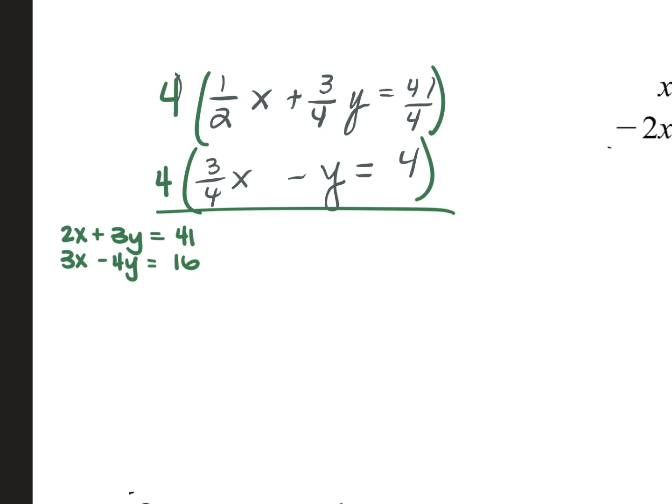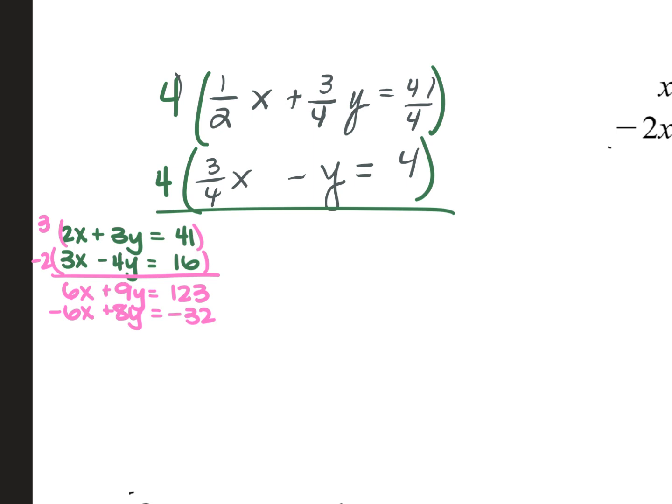We're going to try to multiply both of these equations by something that'll give us opposites, so that way we can just combine like terms and go from there. I'd rather work with a 6 than a 12, so I'm going to multiply that top equation by 3, bottom equation by negative 2. So that's going to give us 6x plus 9y is equal to 123, and negative 6x plus 8y is equal to negative 32.